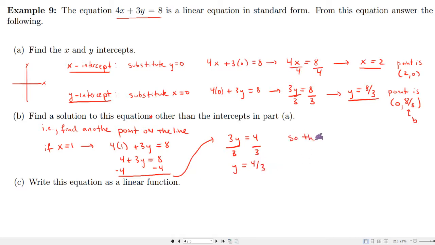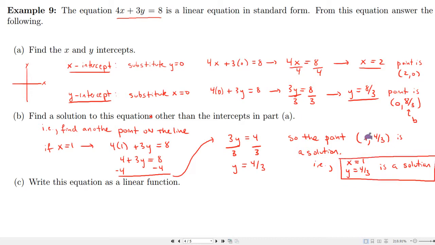So the point 1, 4/3 is a solution, that is, the pair x equals 1, y equals 4/3 is a solution. So that point is also on the line.